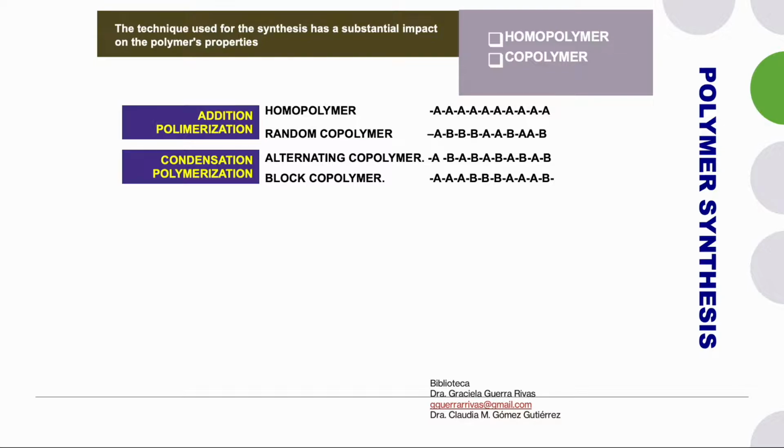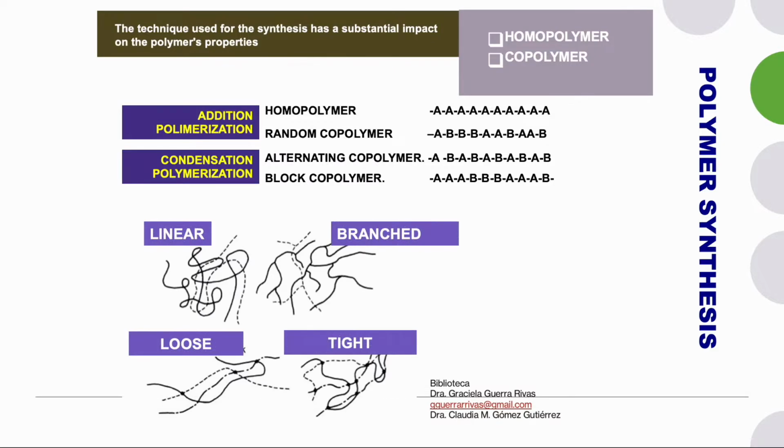Besides the kind of polymer, according to the polymerization technique, we can have linear, branched, and network polymers. The key difference between linear and branched polymers is that linear polymers have a linear structure without any branches, whereas branched polymers have a branched structure.